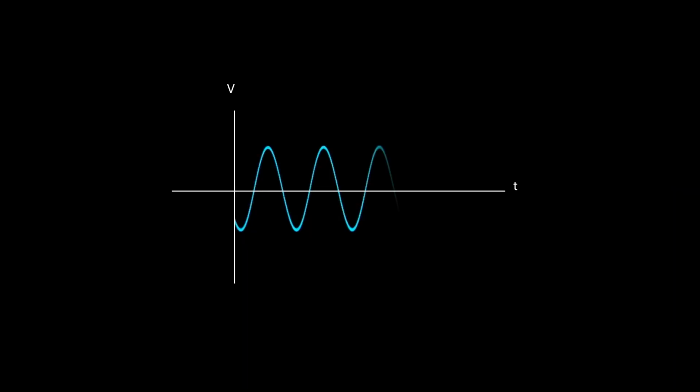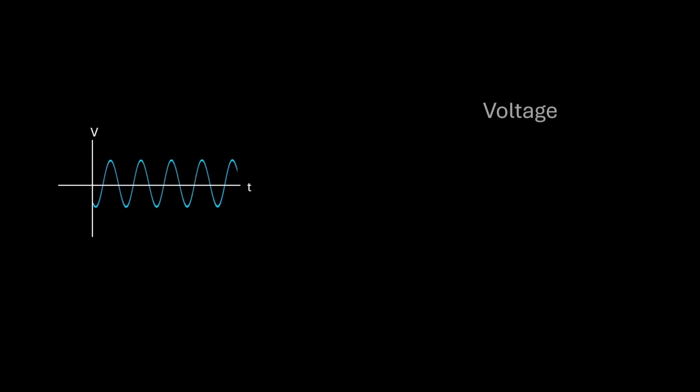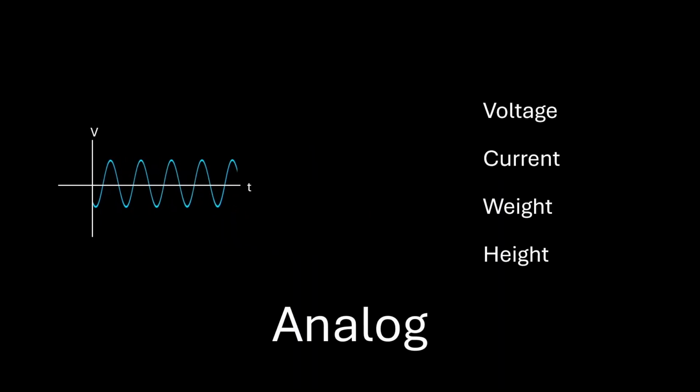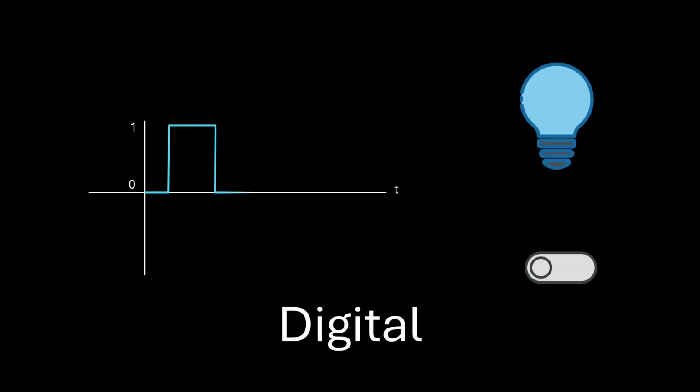Analog signals can take on any value across a continuous range. Measurements like voltage, current, weight, height, these are all analog values. A digital signal, on the other hand, can only have a value of either 0 or 1 at any point in time. It can't have any other value.